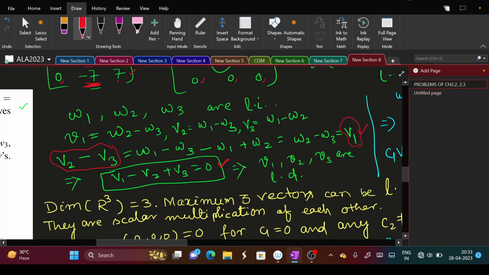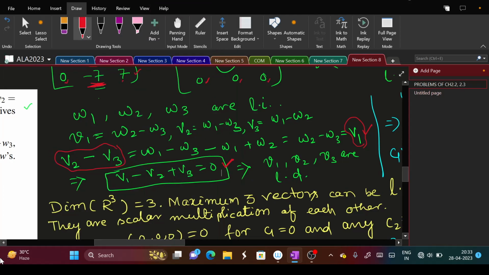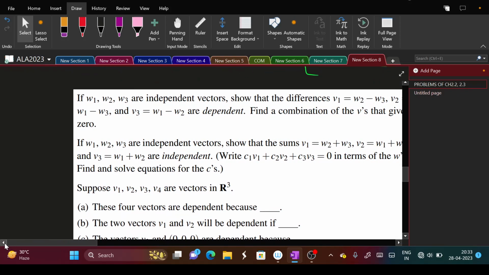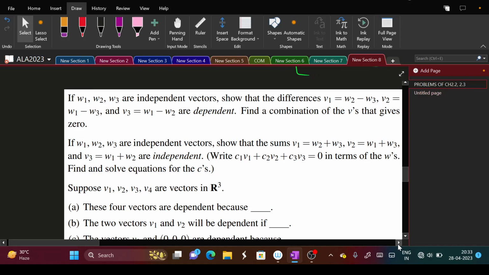So I hope it is understood to the viewers. Then we will discuss the next question. In the next question, here W1, W2, W3 are linearly independent vectors. V1 is equal to W2 plus W3, V2 is equal to W1 plus W3 and V3 is equal to W1 plus W2. There it was a minus symbol, now it is a plus symbol. We are expected to prove that V1, V2, V3 are linearly independent.